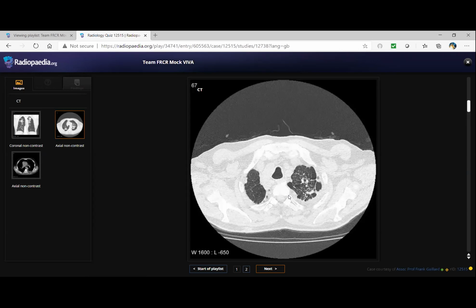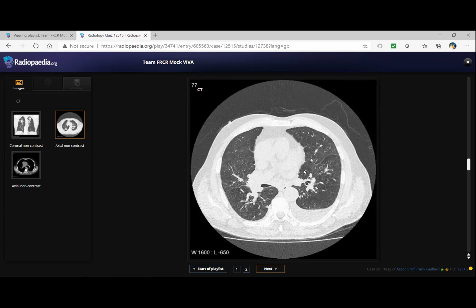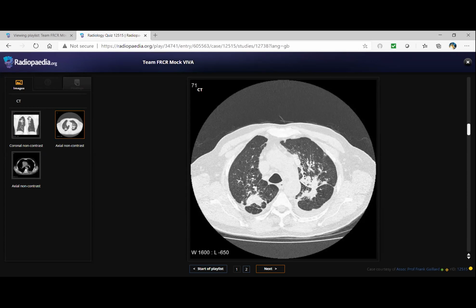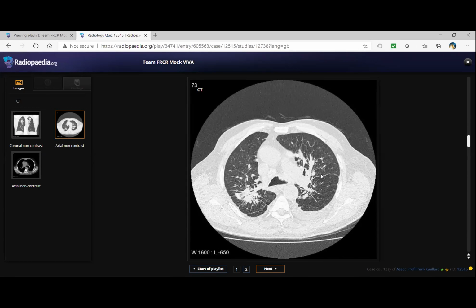Okay, so is there any finding that would suggest a definite diagnosis in this CT? Dense nodules and progressive massive fibrosis bilateral. Yes, and the calcification? Yes. Yeah, calcified nodes. Okay, next case.